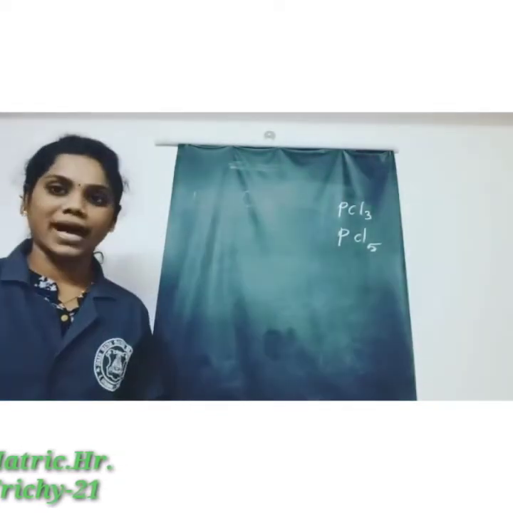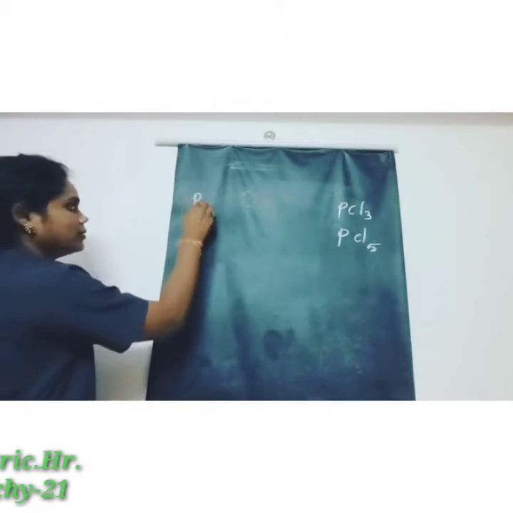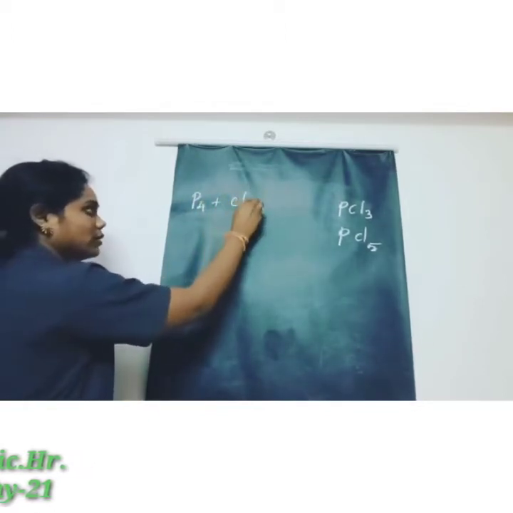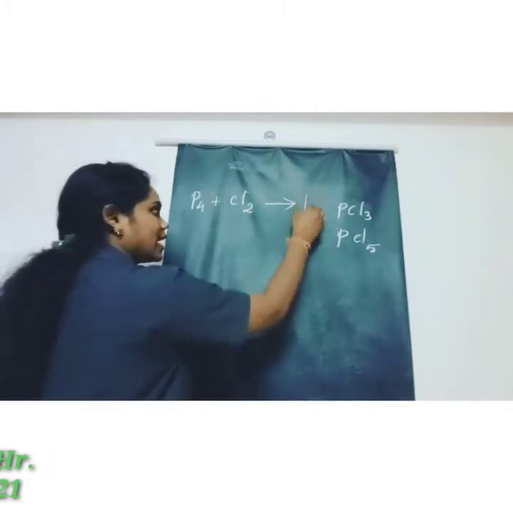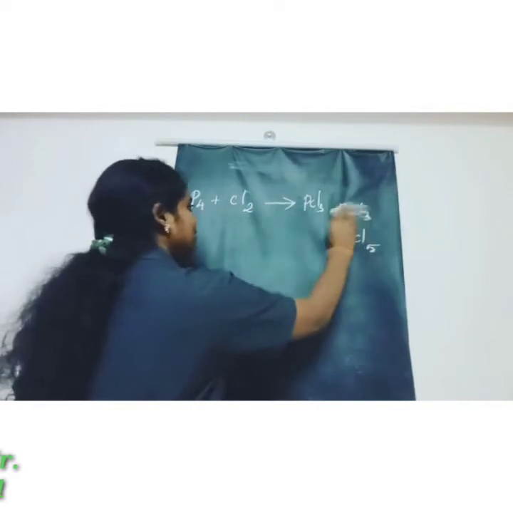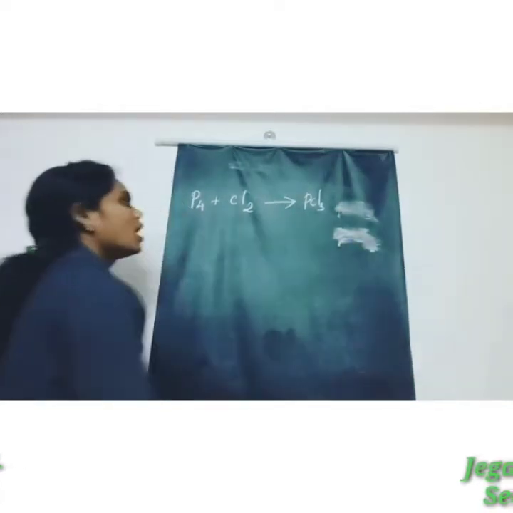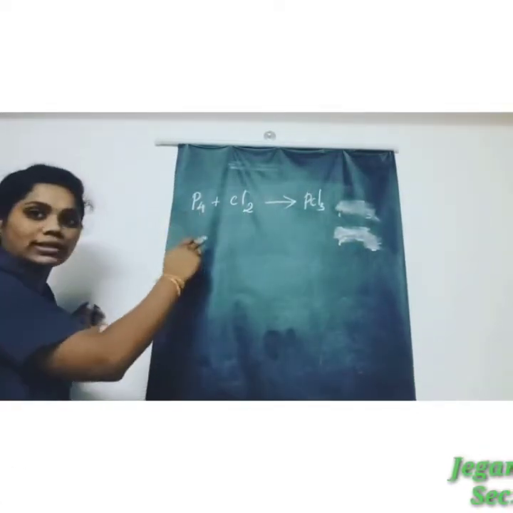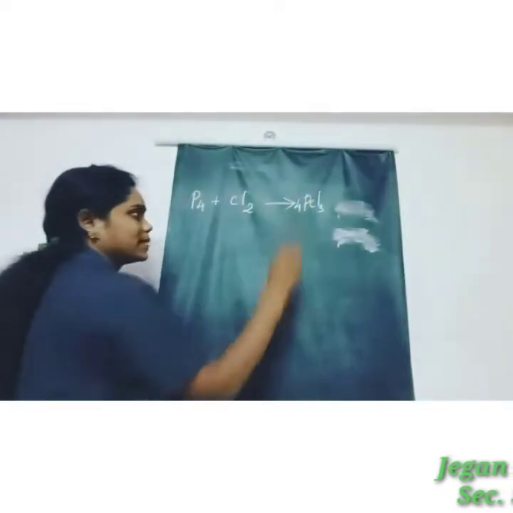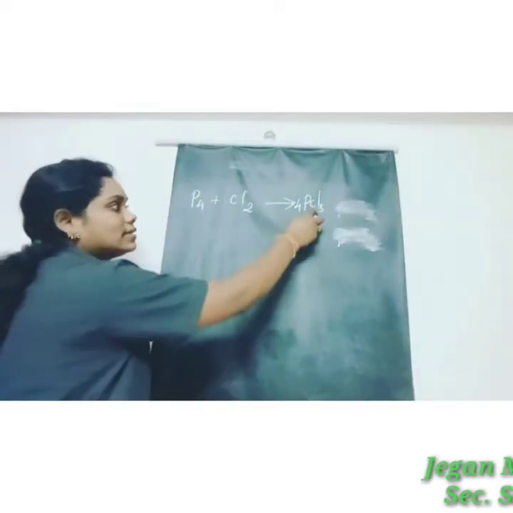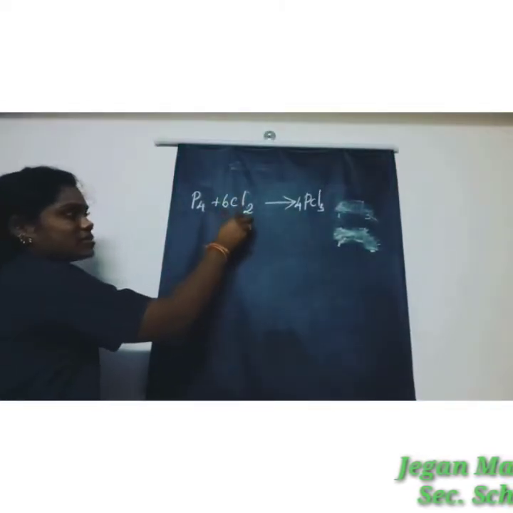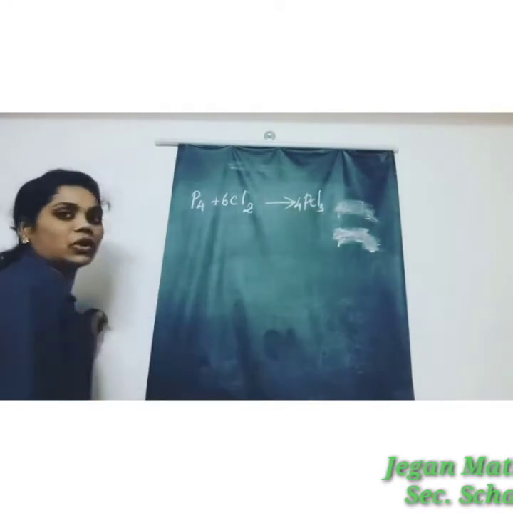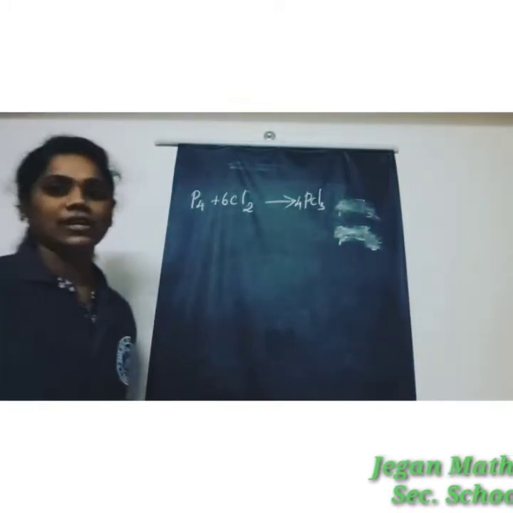So now we take phosphorus. The formula for phosphorus is P4. That is reacted with chlorine. It gives phosphorus trichloride. The formula for phosphorus trichloride is PCl3. Here phosphorus is 4 times. Now chlorine, 3 4s are 12, so here 6 times, since 6 2s are 12, and 4 3s are 12. Chlorine is balanced and phosphorus is also balanced.